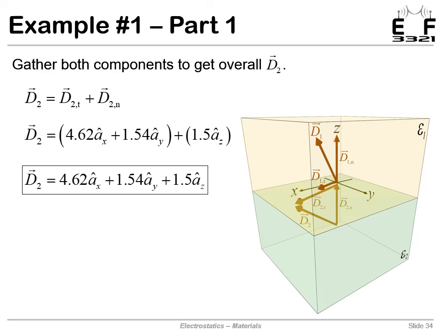So remember the strategy. We wrote D1, we decomposed that into normal and tangential components, we then applied the boundary conditions on those separately, we got the field in the second medium, and then we reassembled, and we have D in the second medium.